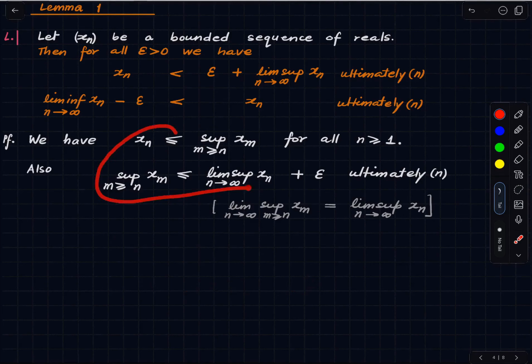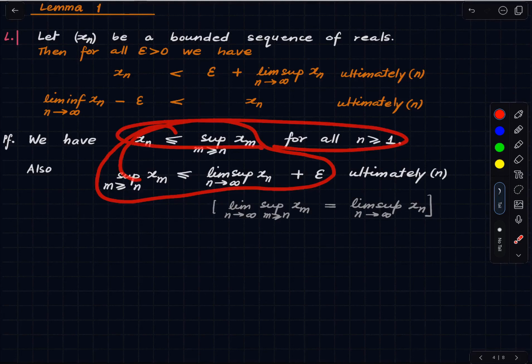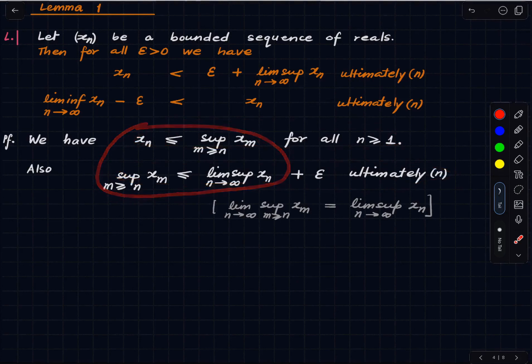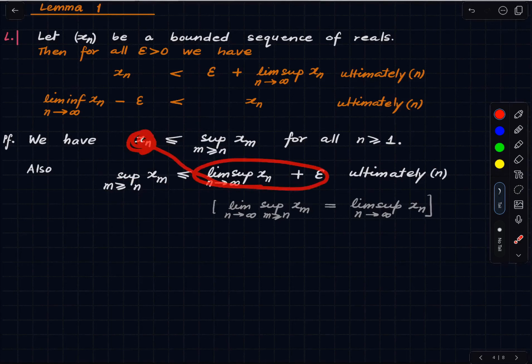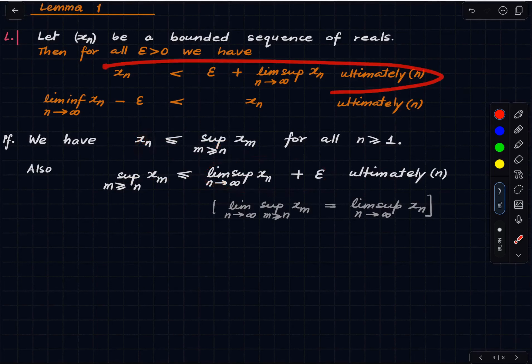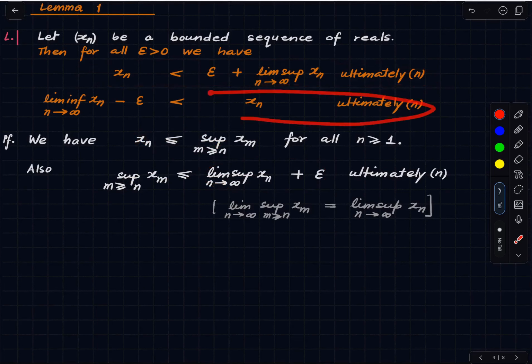So you combine these two inequalities. One happens for all n, the other happens ultimately, and therefore both happen ultimately. If both happen ultimately, both happen simultaneously ultimately, so you get that xn is less than or equal to this thing. Why? Because of the transitivity of inequalities. xn is less than that, and that is less than that. So xn is less than that ultimately, and that's what we have written over here. Similarly, we have the second part, which is an exercise. Okay, very nice.